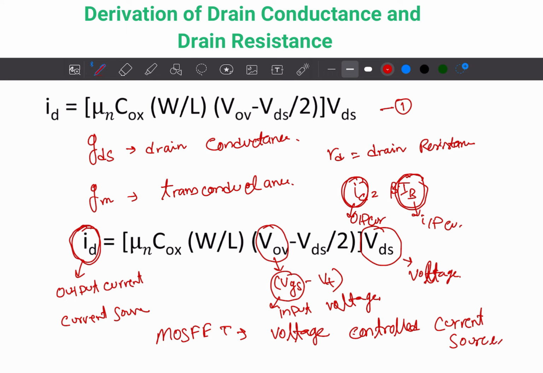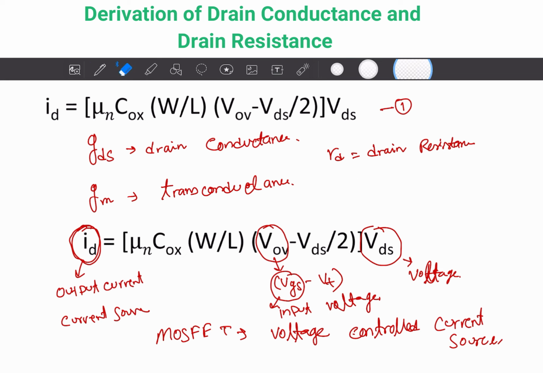Okay, so I think you can easily correlate with the transistor: the transistor is a current controlled current source, so the MOSFET is a voltage controlled current source, right? And I also have some videos on the op-amp. If you saw that video, you can see the op-amp is a voltage controlled voltage source. Okay, so now let's derive the value of GDS, the drain conductance.